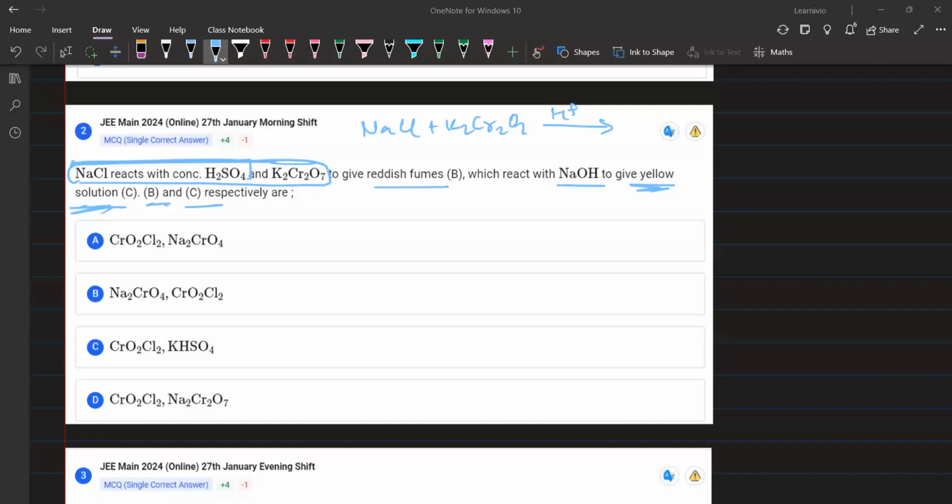Clear. So this reaction of NaCl with K2Cr2O7 in acidic medium is going to give you CrO2Cl2, which is going to be red in color, CrO2Cl2. This yellow solution, you might remember a little because this is in NCERT, Na2CrO4. Okay. So option A will be correct here. Na2CrO4 is discussed in NCERT.